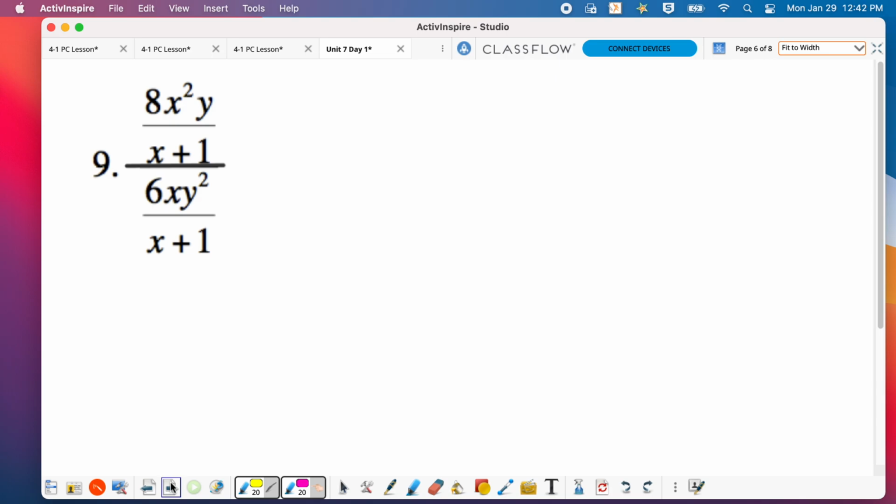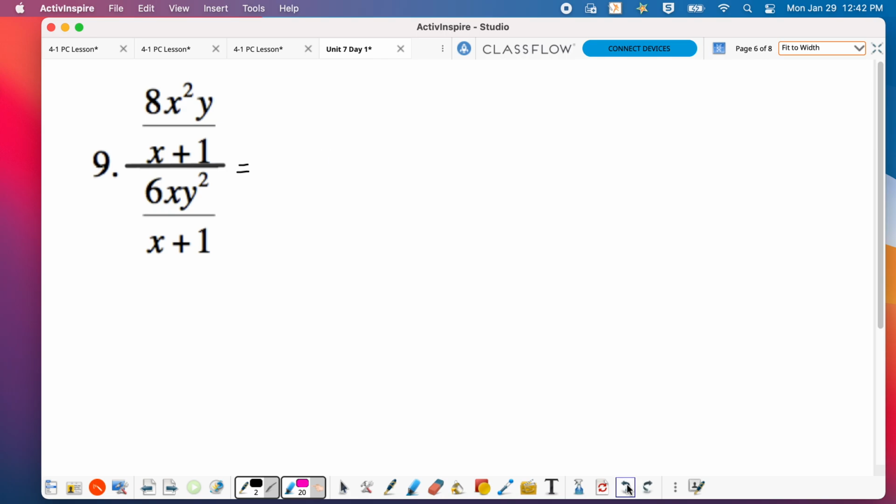Alright, number 9. We've got 3 or 4 more problems, I think. I'm going to divide this time: 8x squared y over x plus 1 divided by 6xy squared over x plus 1. To divide fractions, you were probably taught keep, change, flip.